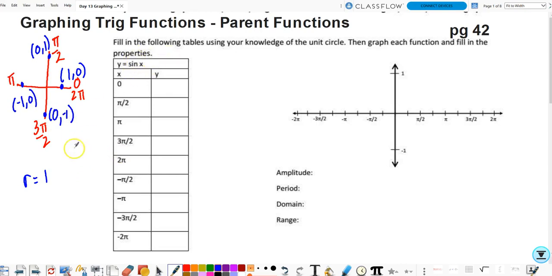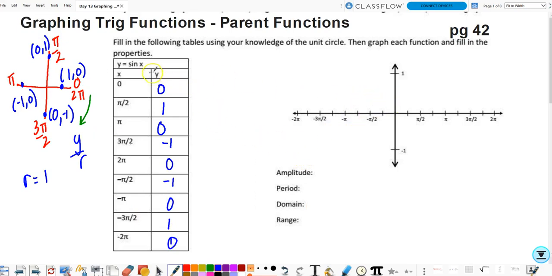And we know that sine from our circle here is y over r. So anything over 1 will be that y coordinate. So at 0, the sine value is 0. At pi over 2, the sine value is 1. At pi, it's 0. 3 pi over 2, negative 1. 2 pi, 0. And then negative pi over 2, so we'll go this way. Negative 1. Negative pi. Negative 3 pi over 2. And negative 2 pi back at the beginning.